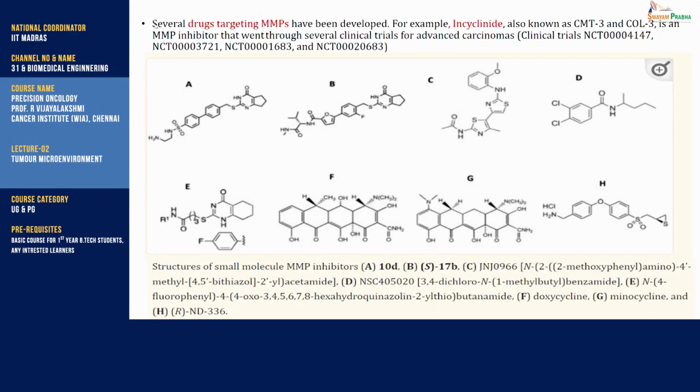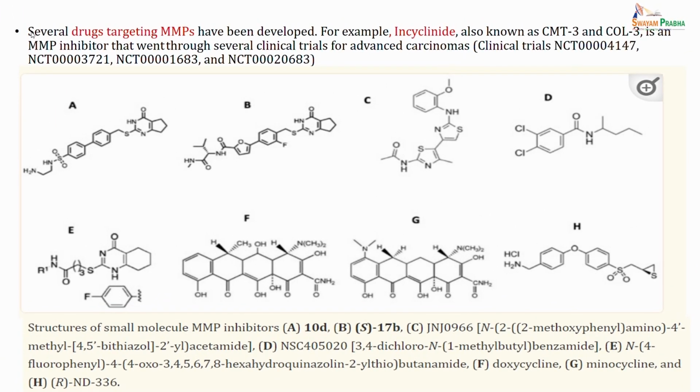Incyclinide, which is also known as CMT3 or COL3, is an MMP inhibitor that has gone through several clinical trials for advanced carcinomas. The clinical trial numbers are shown in the slide for people to read and understand. The structures of several small molecule inhibitors are shown in this slide.